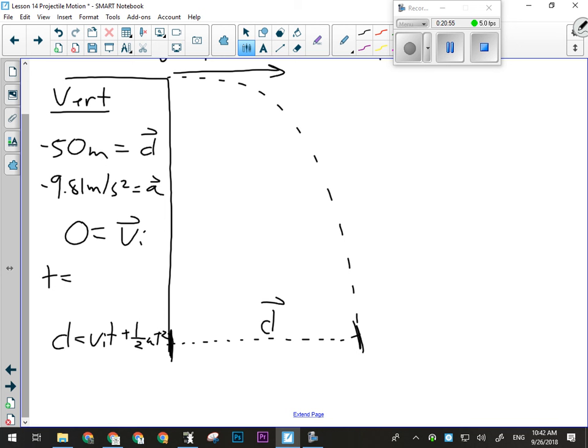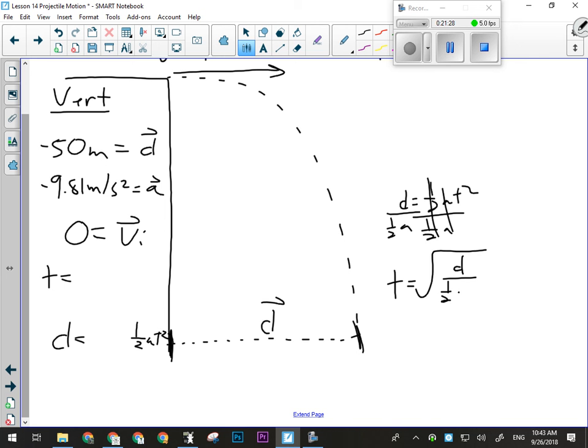And luckily for me, vi is 0. So really, I just have 1/2 at squared equals d. So I can very easily solve for the amount of time that this thing falls for. So I've got d equals 1/2 at squared, solving for t. So I'm going to divide both sides by half of a, and that's going to leave me with t equals the square root of d over 1/2 of a.